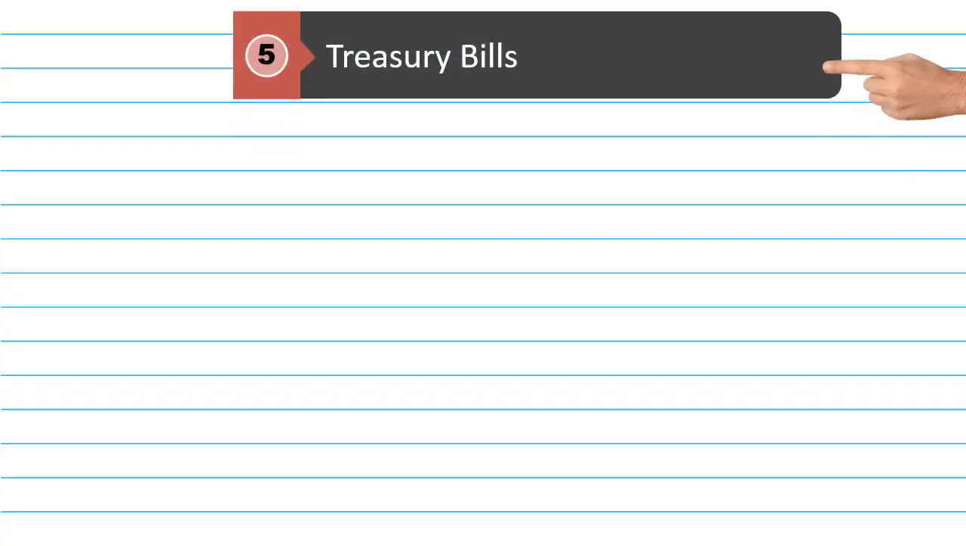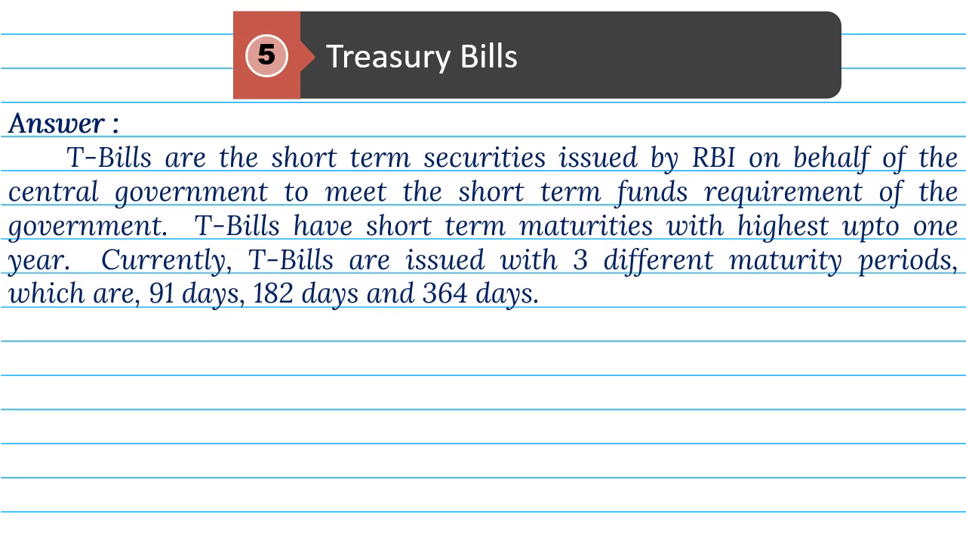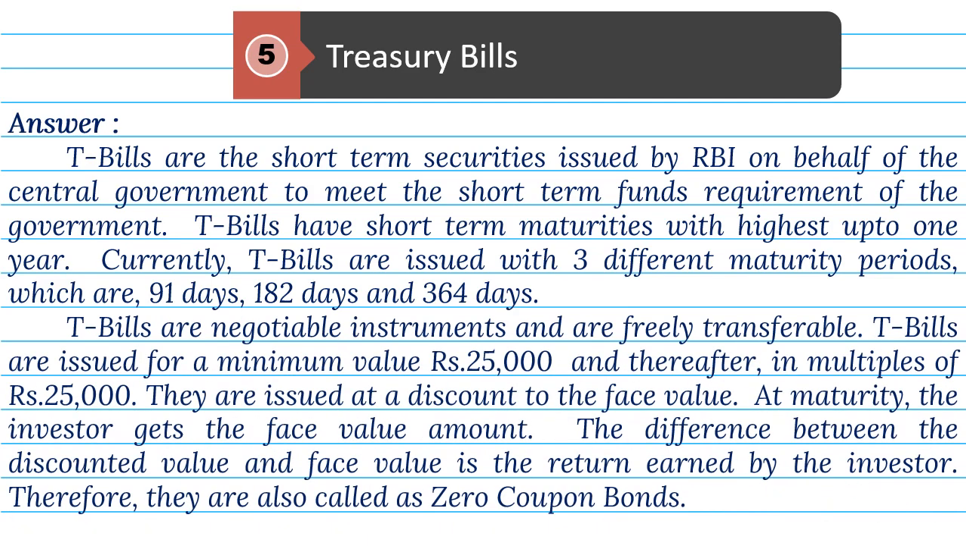5. Treasury Bills. Answer. T-bills are the short-term securities issued by RBI on behalf of the central government to meet the short-term funds requirement of the government. T-bills have short-term maturities with highest up to 1 year. Currently, T-bills are issued with 3 different maturity periods, which are 91 days, 182 days, and 364 days. T-bills are negotiable instruments and are freely transferable.